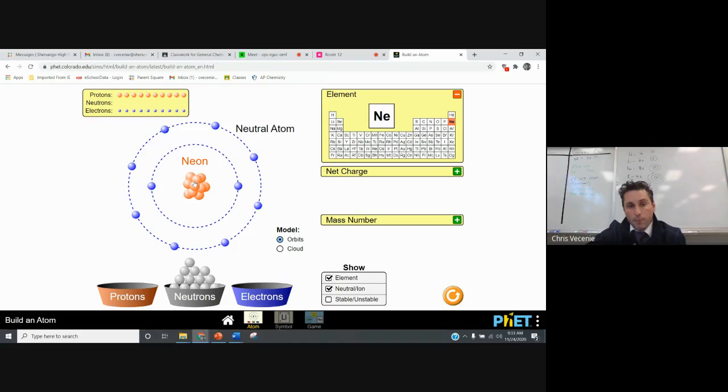Right? But because there's so many more protons in the nucleus, it gets much more difficult as I go across to rip that electron away. All right, so that's why ionization energy increases as I go across.